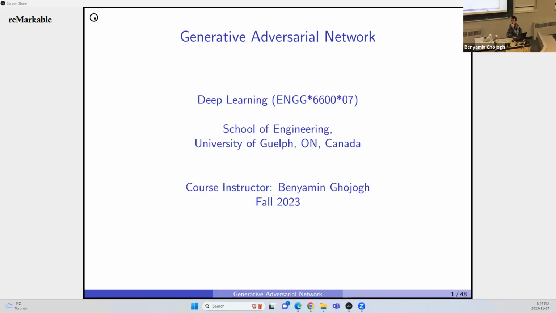Okay, now we go to the next topic, which is generative adversarial networks, or GAN. How much do you guys know about GAN? The networks competing against each other. Yeah, do you know that? No? Okay. So let's go into that.